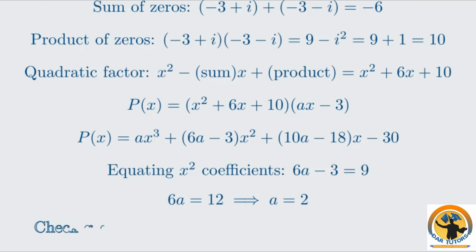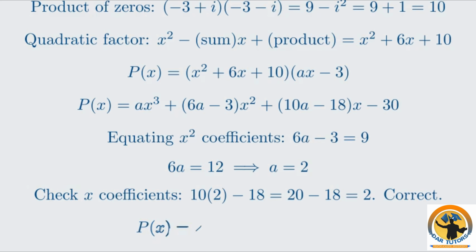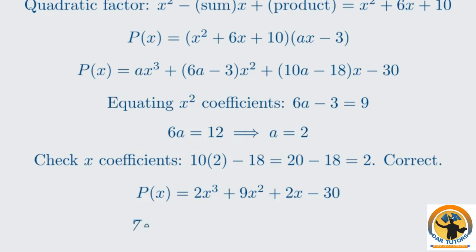We can check this with the x coefficients. 10 times 2 minus 18 equals 2, which matches the original polynomial. So a equals 2. Now we have the full polynomial. P of x equals 2x cubed plus 9x squared plus 2x minus 30. The zeros are the two complex conjugates we found, minus 3 plus i and minus 3 minus i, and the zero from the linear factor 2x minus 3, which is 3 halves. This example beautifully illustrates how the fundamental theorem of algebra and the conjugate root theorem work together to help us find all the zeros of a polynomial.